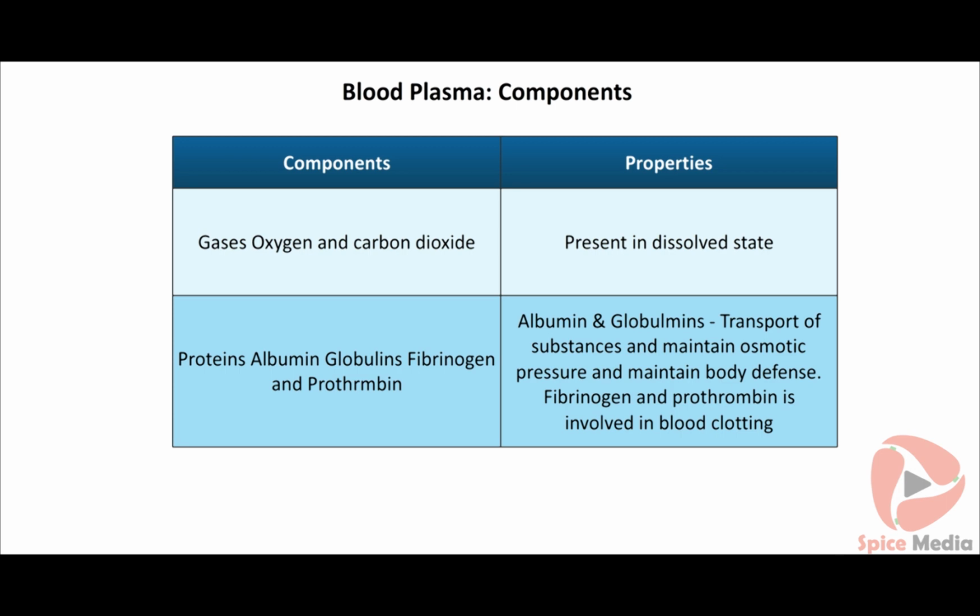Proteins present in blood plasma: albumin is the major protein. It helps in the transport of some substances and maintenance of the osmotic pressure of the blood. Globulins participate in the transport of substances, defense reaction of the body, and maintenance of osmotic pressure. Fibrinogen and prothrombin are blood proteins that help in the clotting of blood when a blood vessel is injured.